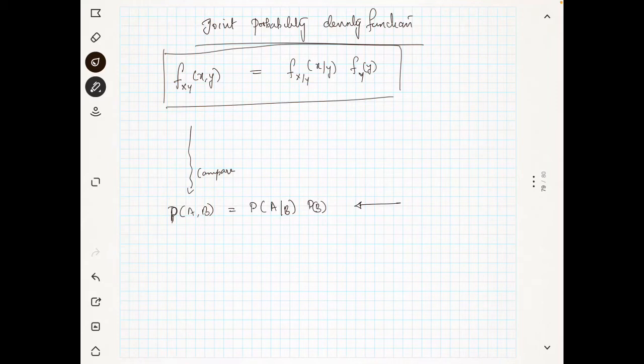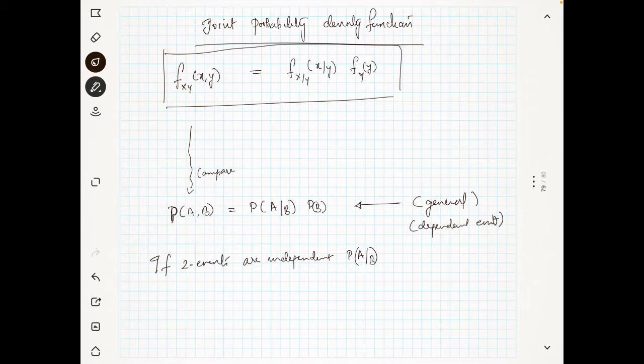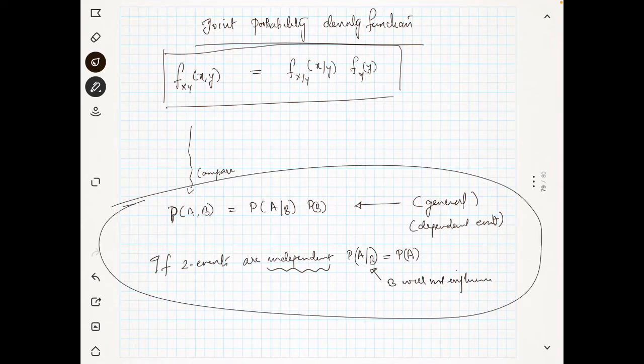This is the general formula which can be used in the case of dependent events. But you have seen that if two events are independent, then the occurrence of one will not affect the other. That means the probability of A given B, whether B has occurred or not, doesn't matter. It is nothing but the probability of A, because B will not have any influence, as they are independent.